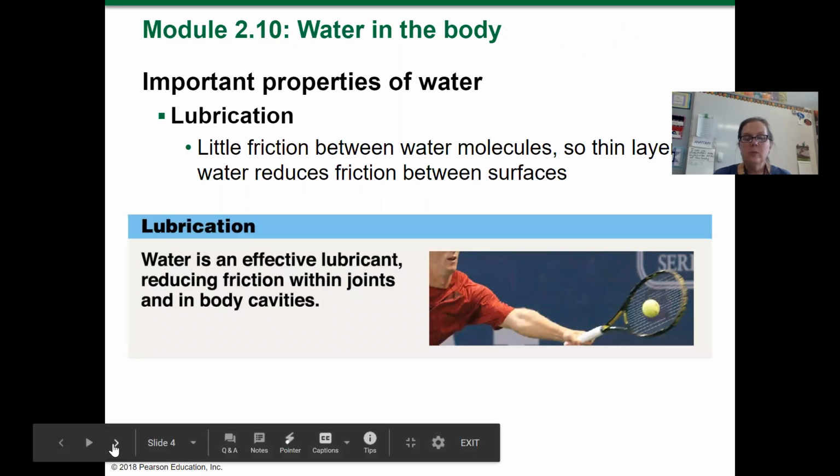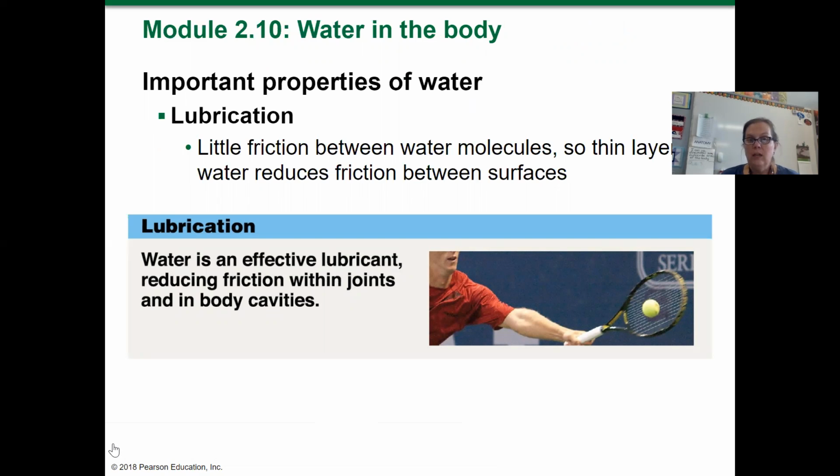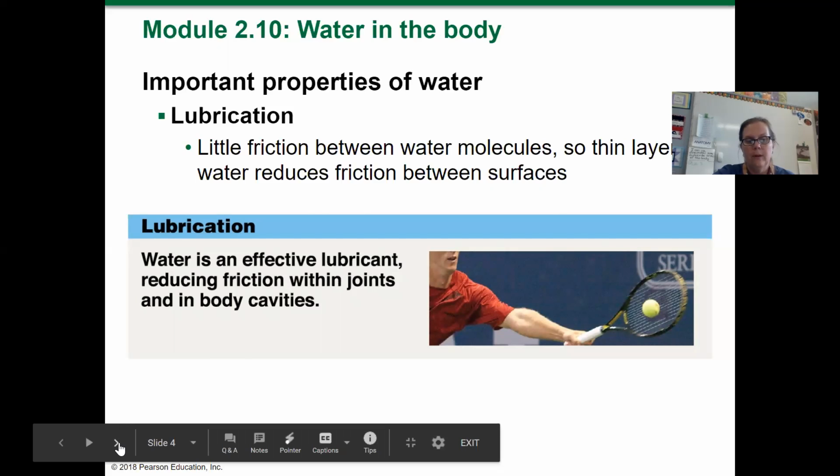The first property is lubrication. Lubrication is important because of your joints, anything with friction. We just talked about in the last chapter all the serous membranes. Those serous membranes in between the parietal and the visceral have a liquid, and that liquid is mostly water, and it's an effective lubricant. All of your joints also have these pockets where there's lubricant, and it's mostly water. So a little thin layer will reduce some friction between these surfaces, and that's very important for human bodies.